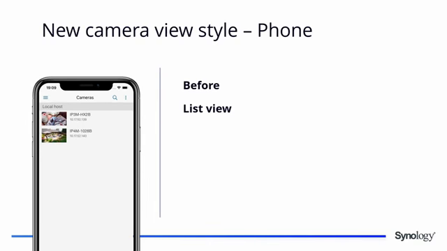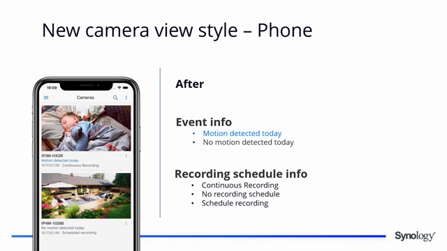When it comes to the changes of our viewing style, there have also been improvements here as well. Before, all of the events were available only in the list view, which you can see on the phone on the diagram. Whereas now, they are available in this new icon viewing style, which will give you a better overview. One can see more information. There is the event information, which will show you information such as whether motion was detected that day or not.